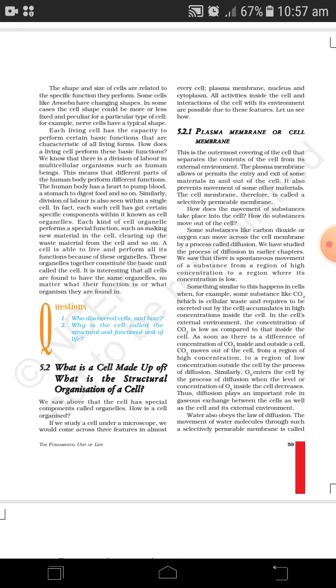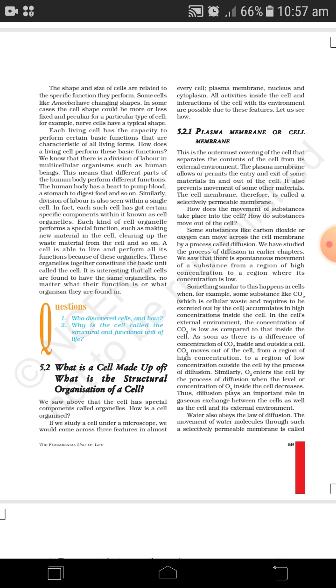Each living cell has the capacity to perform certain specific functions that are characteristics of all living forms. How does a living cell perform these basic functions? We know that there is a division of labor in multicellular organisms such as human beings. This means that different parts of the human body perform different functions. The human body has a heart to pump blood, a stomach to digest food.